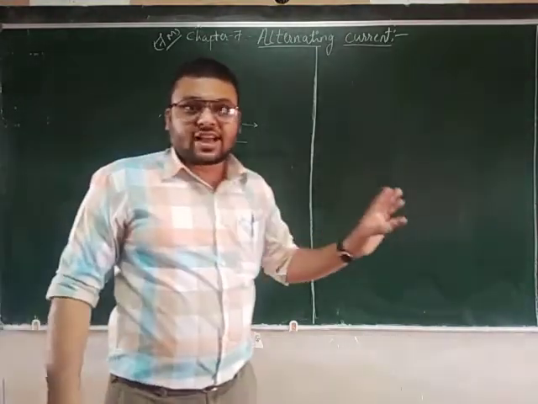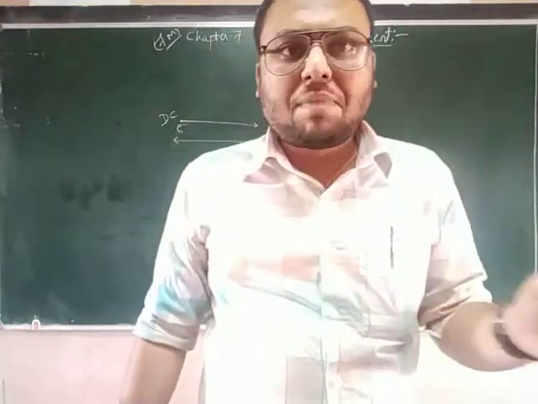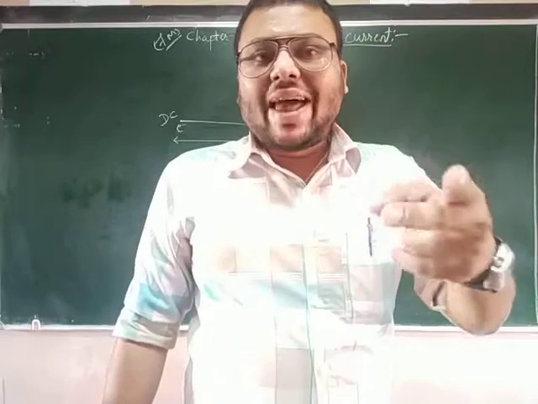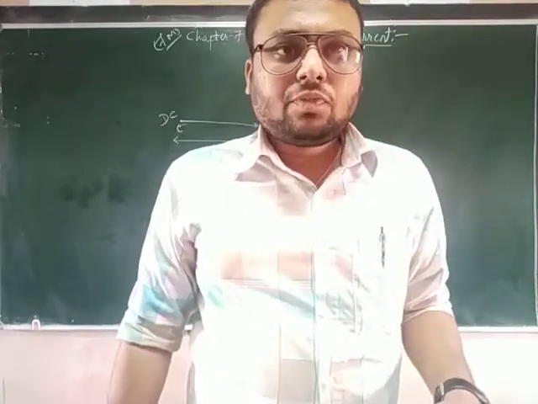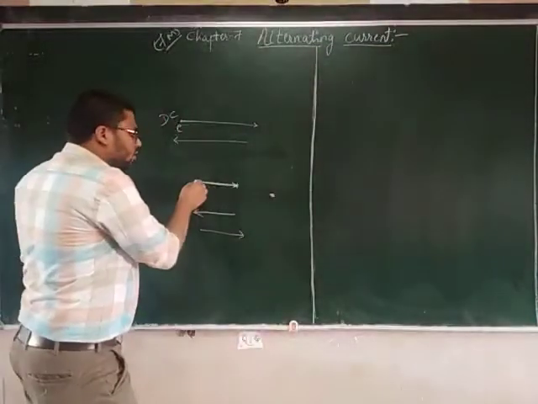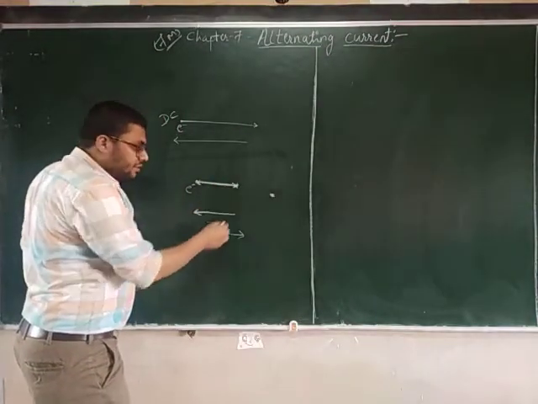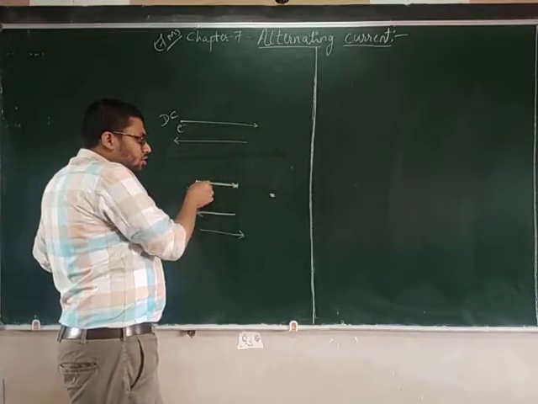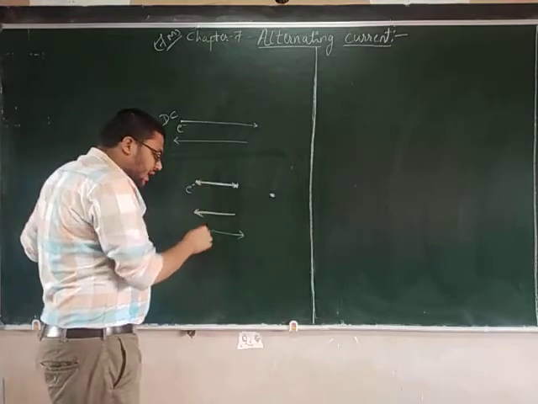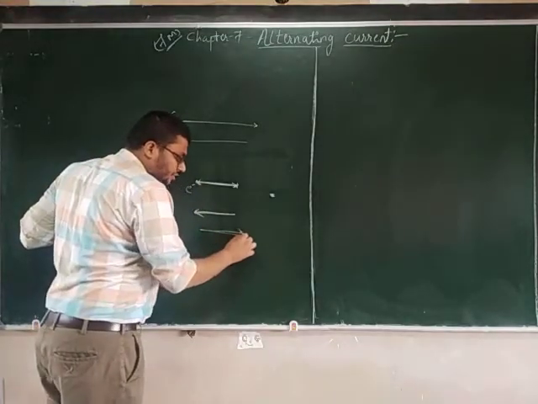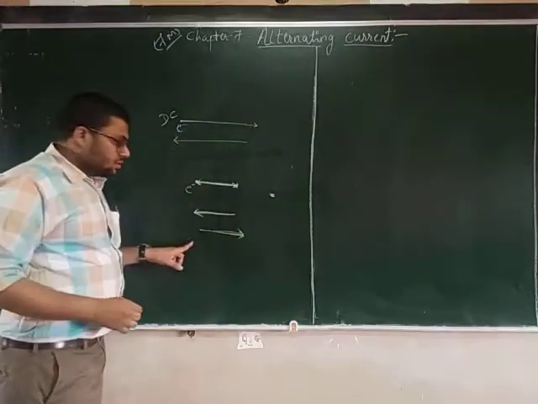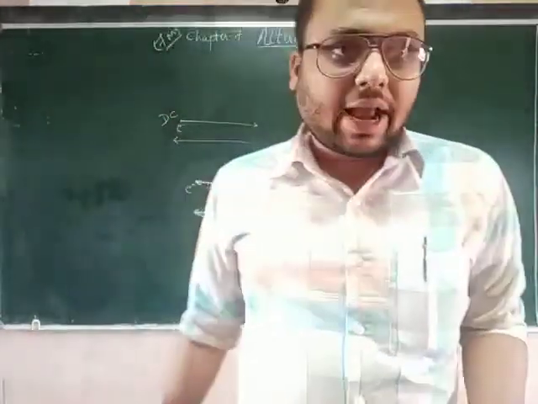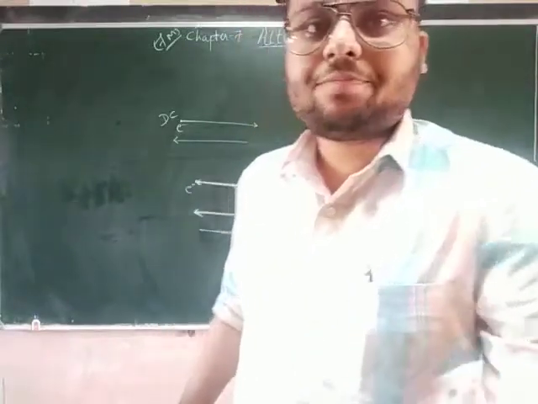Instead of moving in one direction, the electron is going to oscillate simple harmonically. That's why we get two directional current here. Whenever the electron is moving in this direction, the current will be generated in this direction. But whenever the electron moves in the opposite direction, the current also reverses. This is what we call alternating current. Is it clear? Okay. Next.